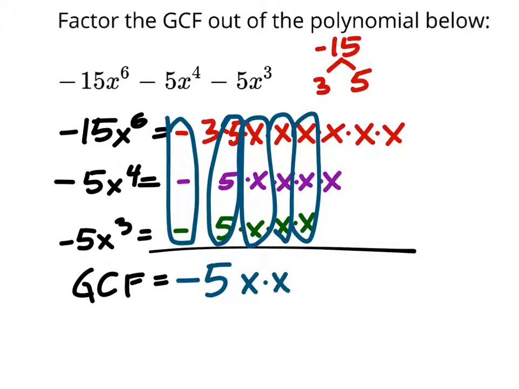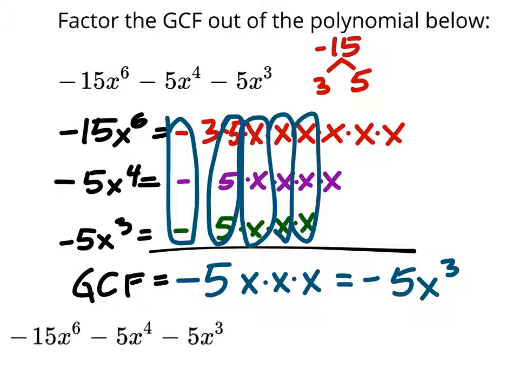So negative 5 times x times x times x, which is negative 5x to the power of 3. All right, so my original expression, I know I'm going to factor out a negative 5x to the power of 3. That's my greatest common factor. But then I got those three terms on the inside of that. Now we got to be careful on that last one.